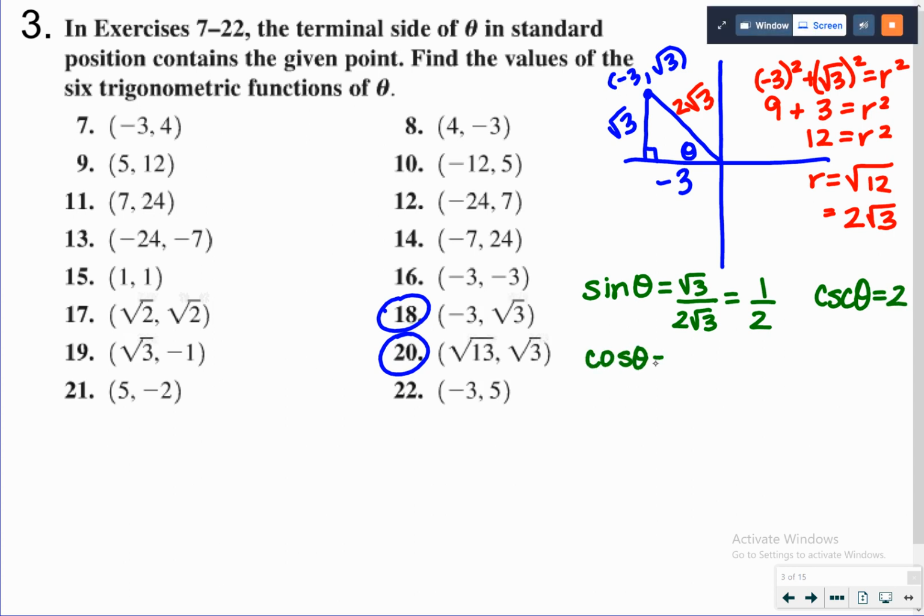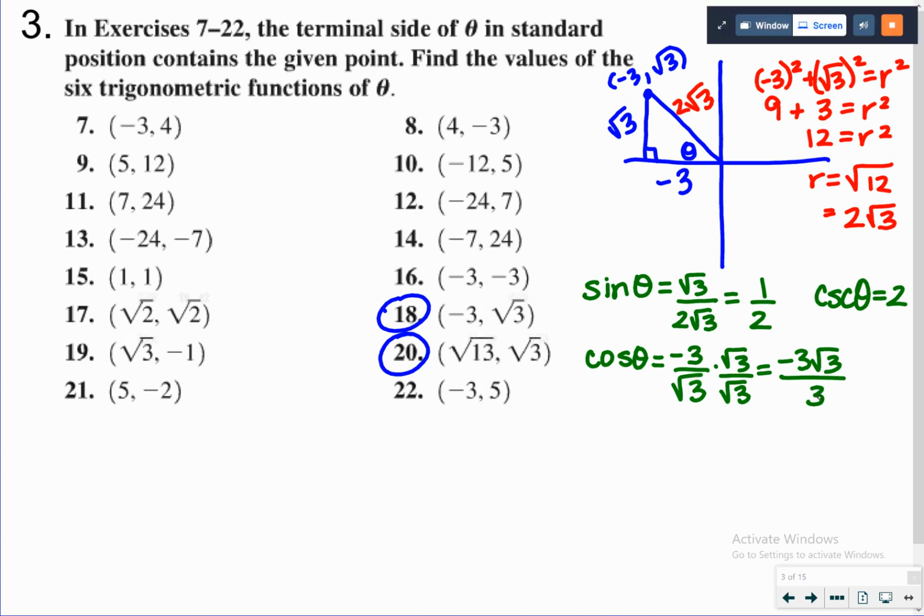How do I find cosine? Adjacent over hypotenuse. What's wrong with that answer? It's just a radical on the bottom. Okay, so we're going to rationalize. We're going to multiply by rad 3 over rad 3. So now I have -3 rad 3 on top. What do I have on the bottom? Just 3. And what happens?